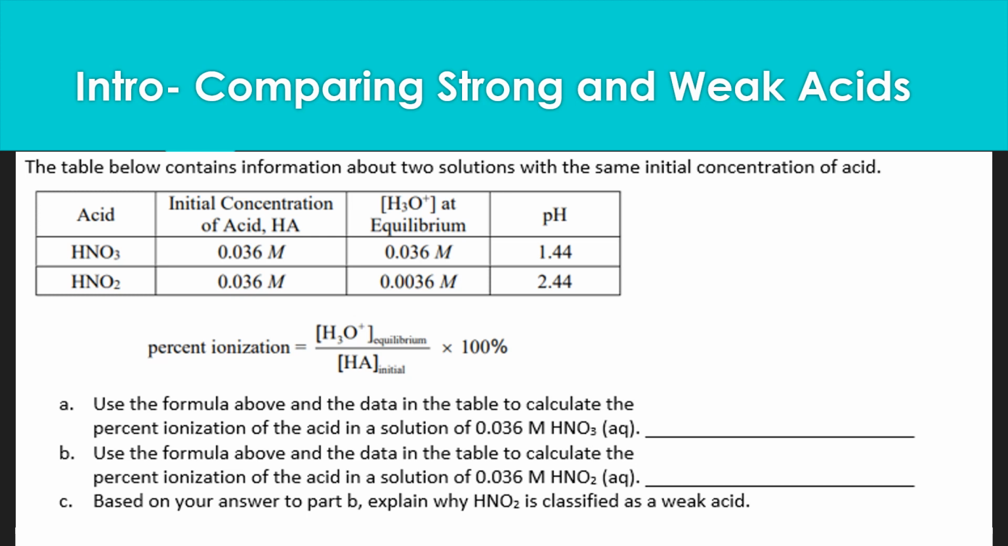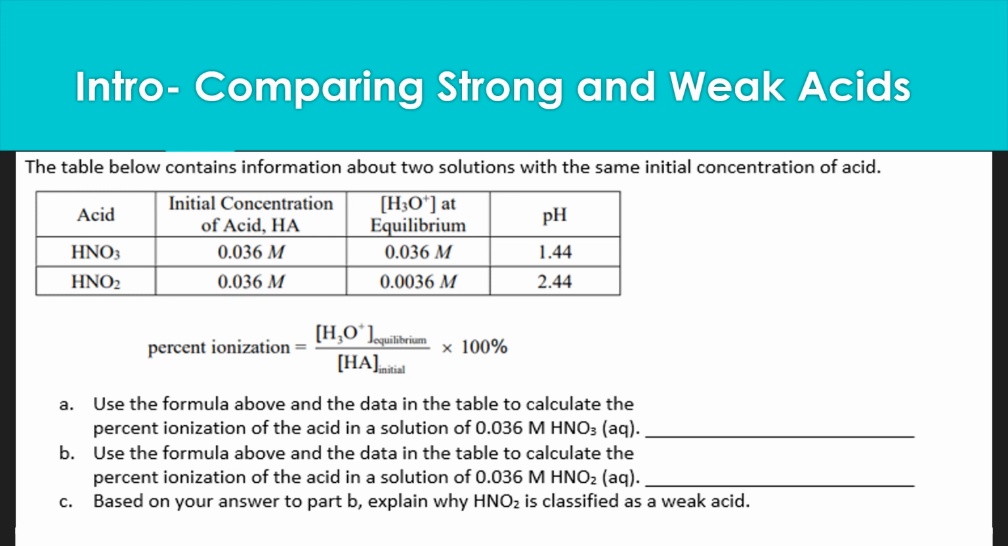So we're going to try a little thing called percent ionization. So let's just review percentages. A percent is a part out of the whole thing. Percent ionization would be the percent or the part that ionizes out of the whole solution. So we have all our information in the table to be able to calculate this.